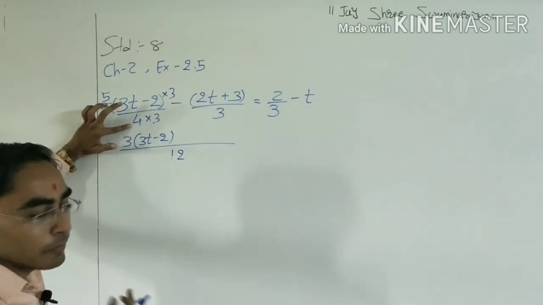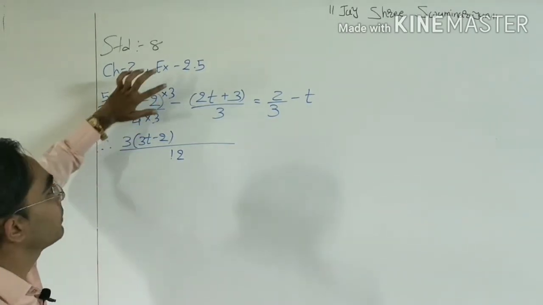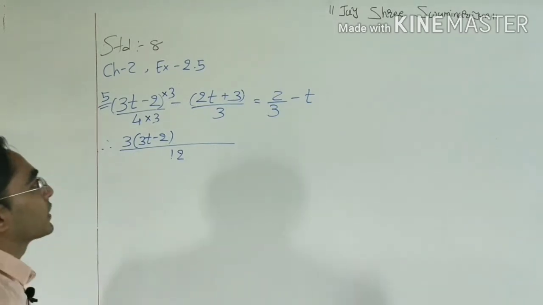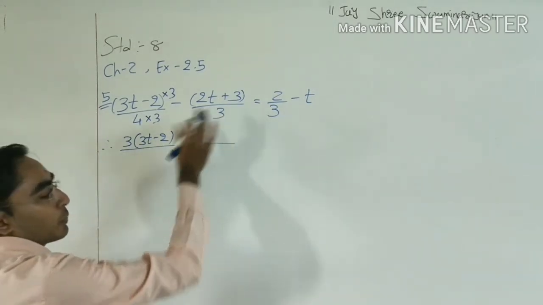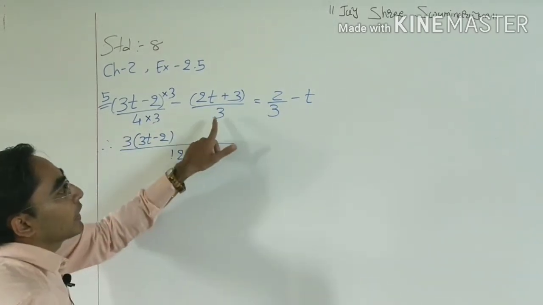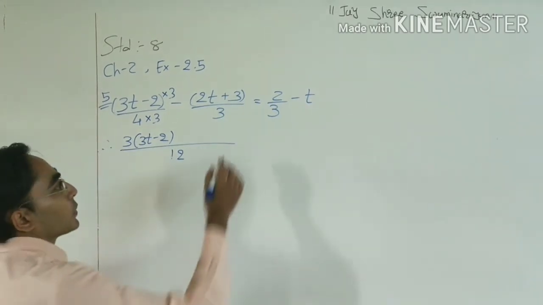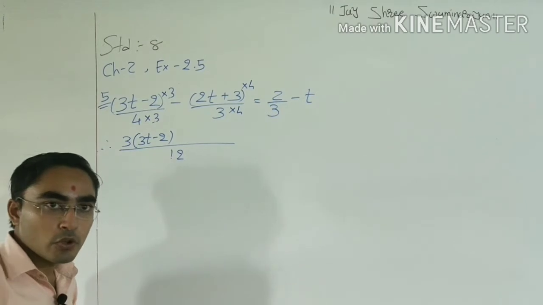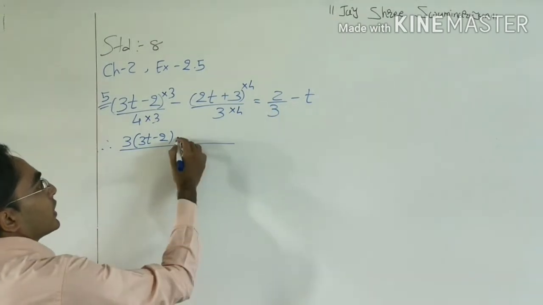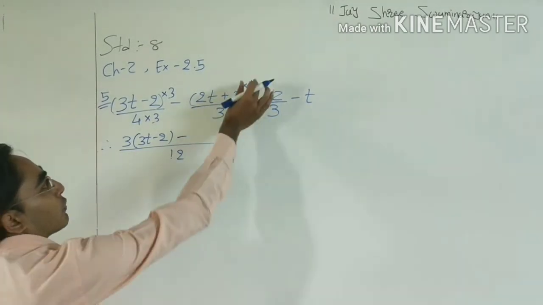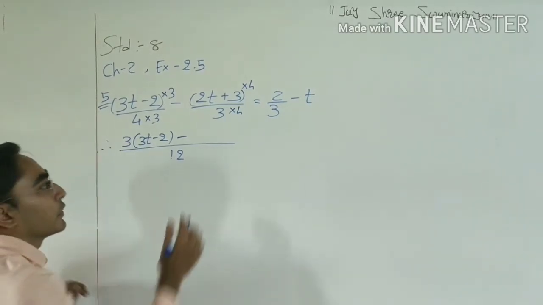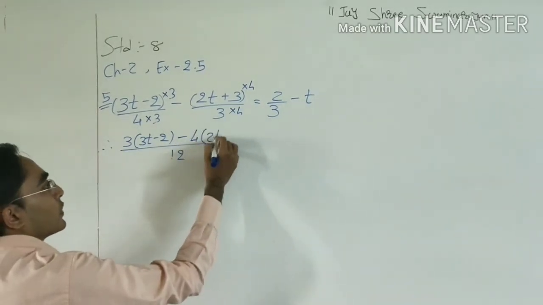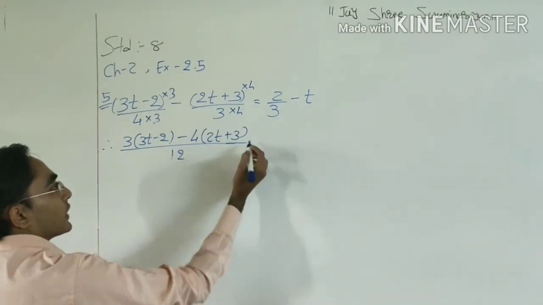Here is 4. How can we convert 4 into 12? 4 3s are 12. So the same thing we need to multiply in the numerator. Now here we have denominator 3. How can we convert this 3 into 12? 3 4s are 12. The same thing we need to do in the numerator. Here is a negative sign. Now 4 multiplied with this bracket, so 4 into (2t plus 3).